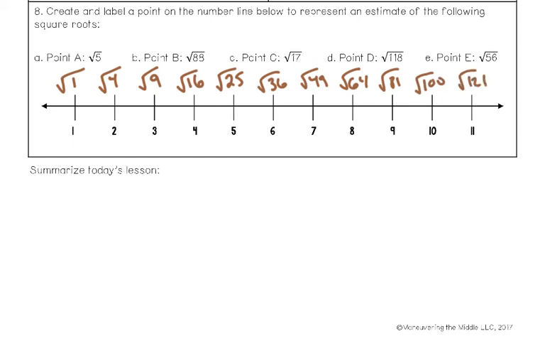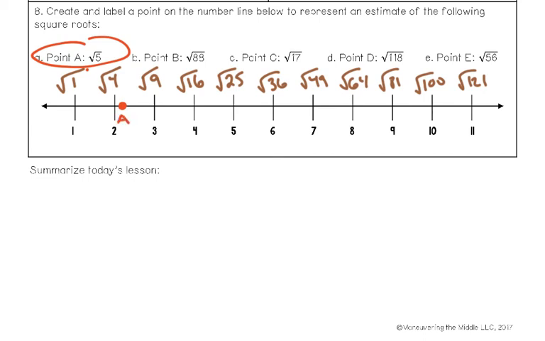So I'm going to take each point, and a mistake that I see people making is that they'll go, okay, square root of 5. Well, that just goes on 5. 5 is a 5. This does not say 5. This says the square root of 5. So point A is going to go between the square root of 4 and the square root of 9. And it's going to be about here because it's closer to 4. 5 is closer to 4. So this would be where point A goes.